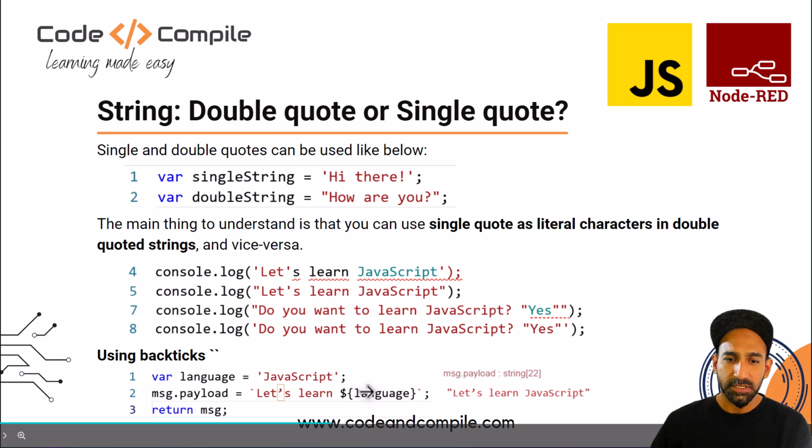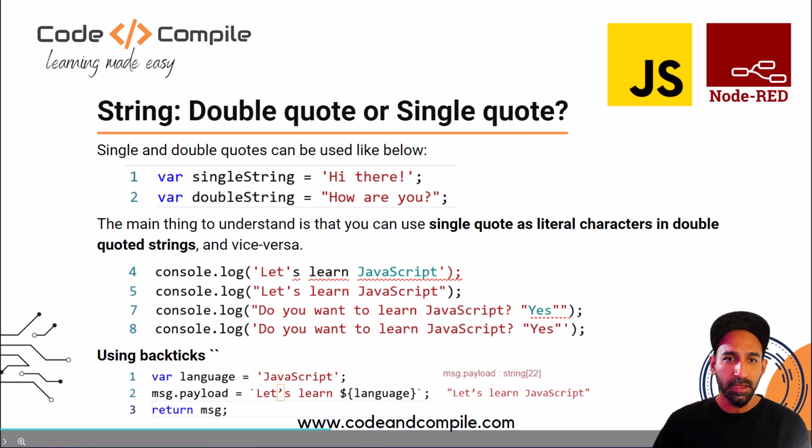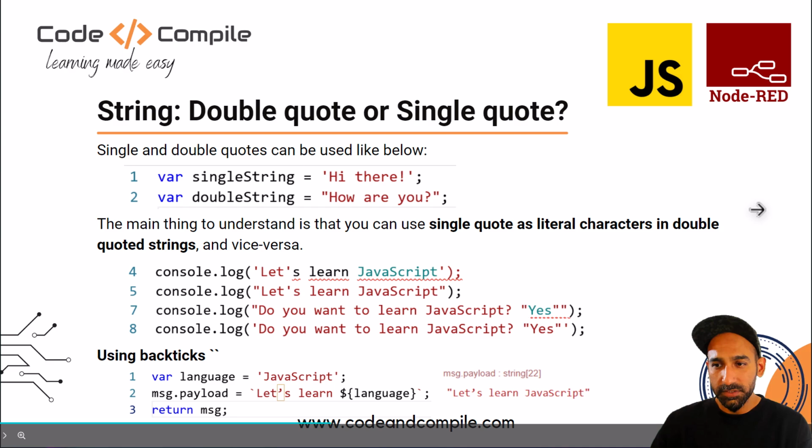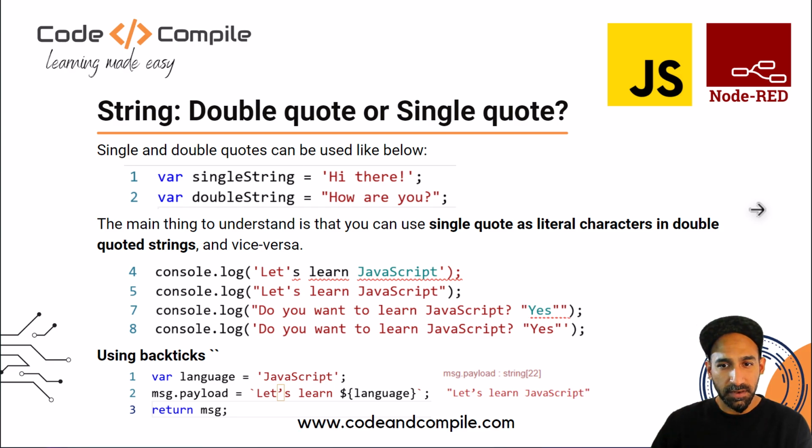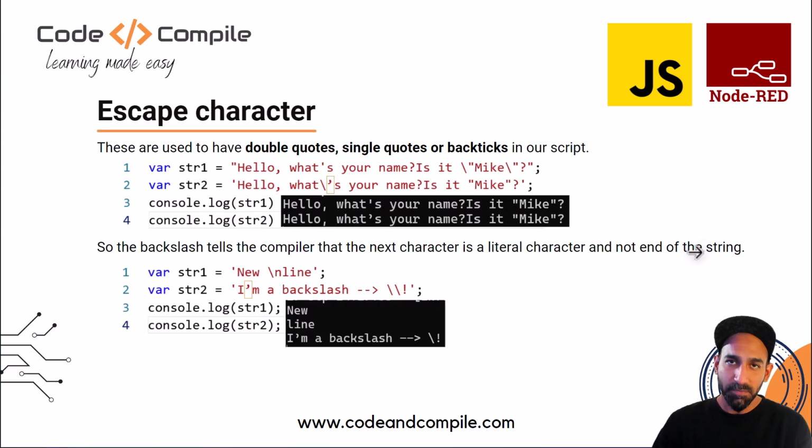But this is an interesting way to display your string, because now you can display the string and the variable which has the string value in one line. There are multiple ways to do that as well, but this is one of the features which I want to highlight that you can do using backticks. Okay, so this was about string double quote or single quote. We can also do the next slide in this video, which is about escape character.